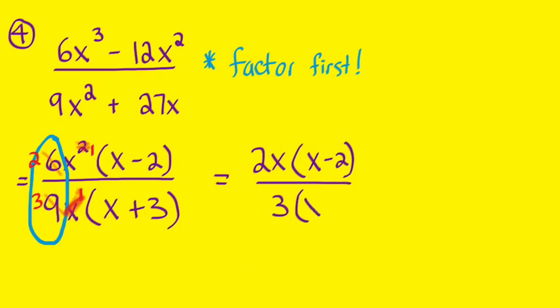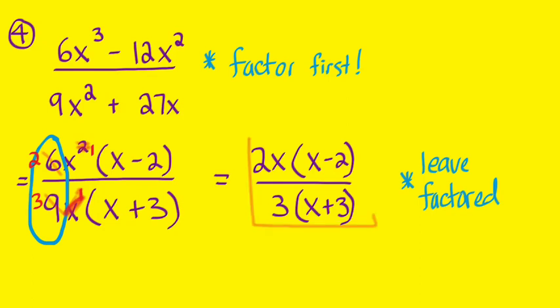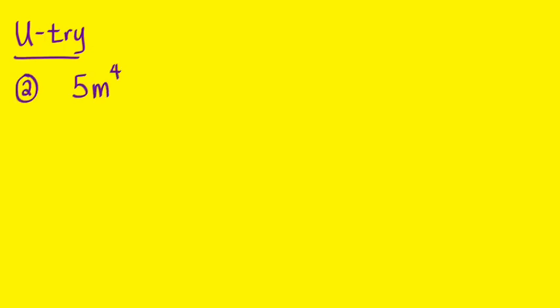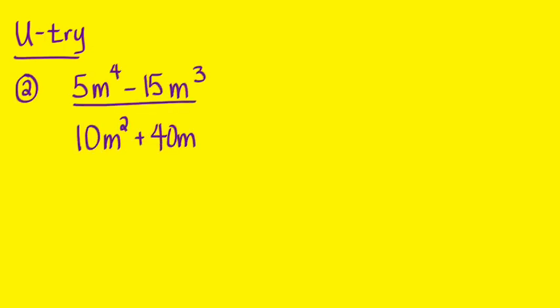And then I multiply straight across. Notice I do not need to redistribute. I just leave it factored. And we'll talk more about this, why we're doing it, later. Let's go ahead and try this. You try. Pause the video and then check your work.